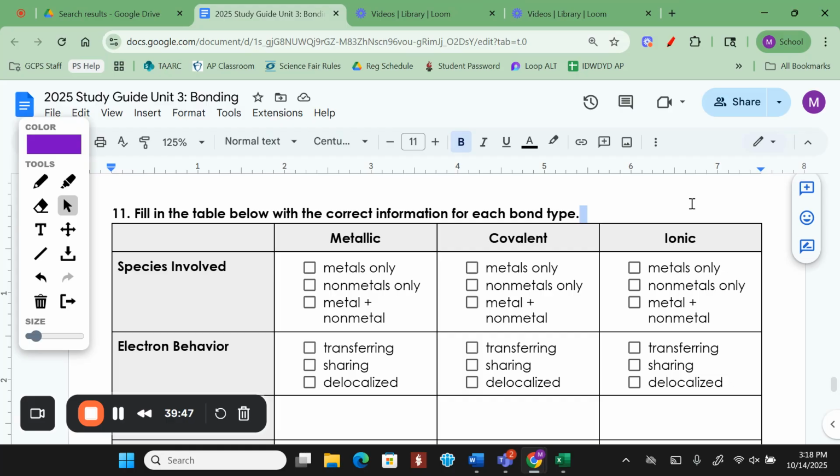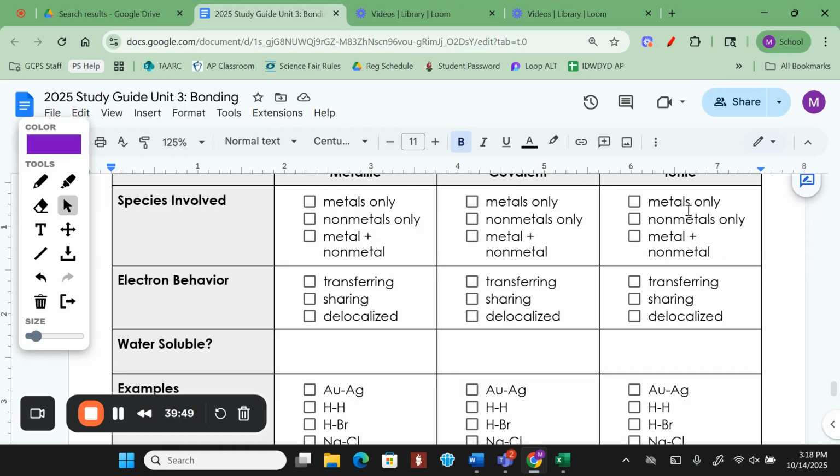Alrighty, so let's quickly go over the answers to each of these columns and see how you did. So the species involved for a metallic bond, this should be metals only. For a covalent bond, nonmetals only. And for an ionic bond, metal and nonmetal. For the electron behavior in a metallic bond, we would describe it as delocalized, creating a sea of electrons. For covalent, we would describe it as sharing, equally or unequally. And for ionic, we would describe the electrons being transferred.